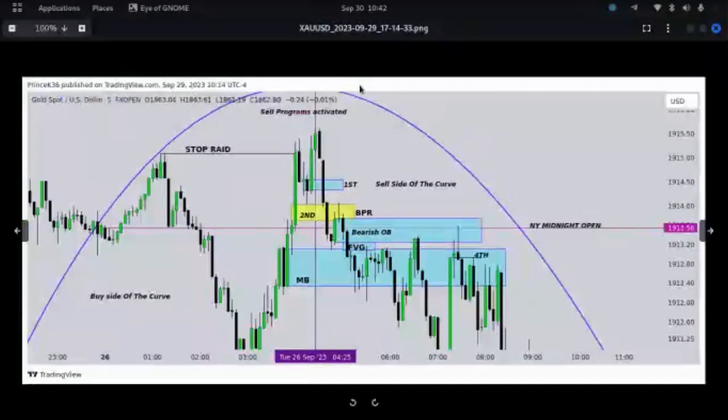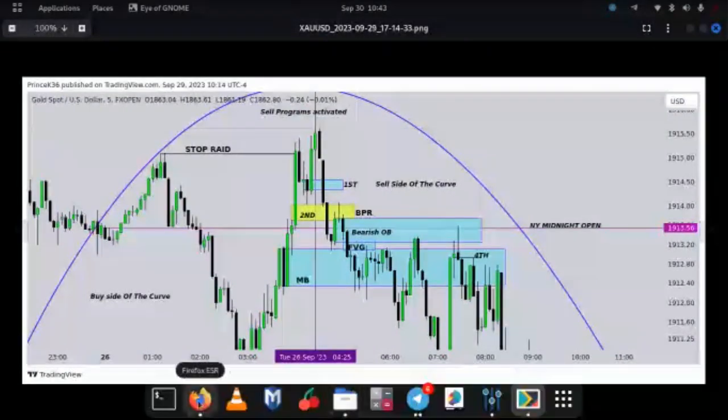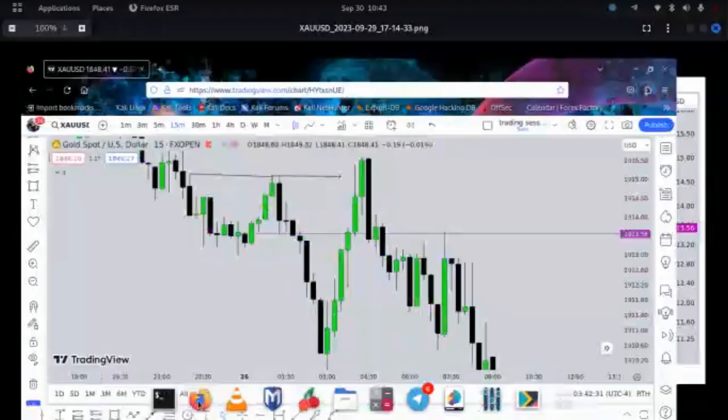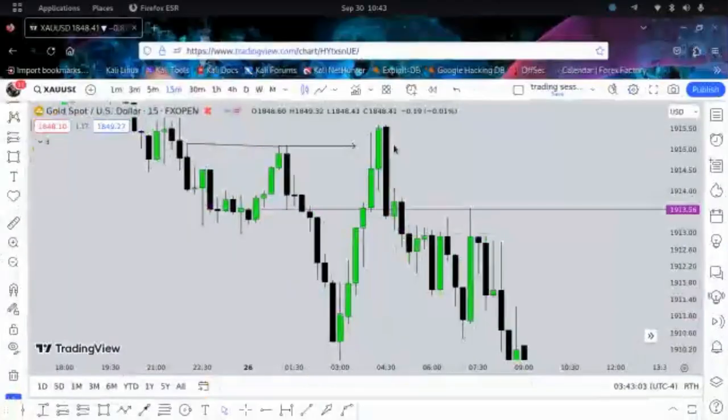Remember, this is sell programs being activated. I had forgotten the word, that's why I was confused. This is what we are going to end up with. So let us go back to our charts. So these sell programs have been activated, meaning that we are going to form some sort of a curve where we shall have the buy side and sell side of the curve.